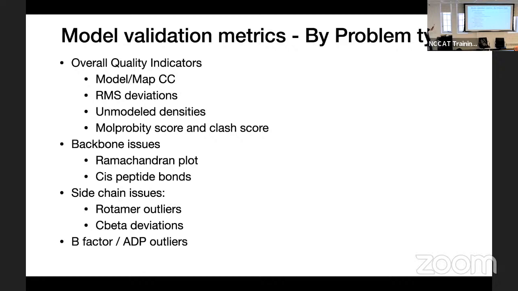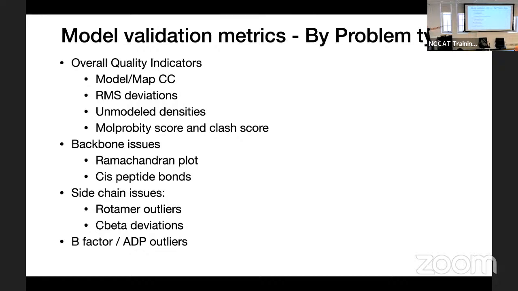Some are more local and tell us about things like problems with the backbone, problems with the side chains, and so on. We talked a little bit about the Ramachandran plot already, so that is really telling us about problems with torsion angles in the protein backbone. Things like cis peptide bonds, which we don't normally expect to have very many of in the protein, can tell us about problems with the backbone. And then there are metrics looking specifically at problems with side chains, so things like side chain rotamer outliers and C-beta deviations often tell us about problems with the side chains.